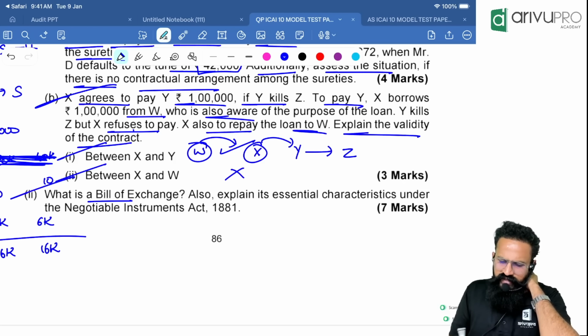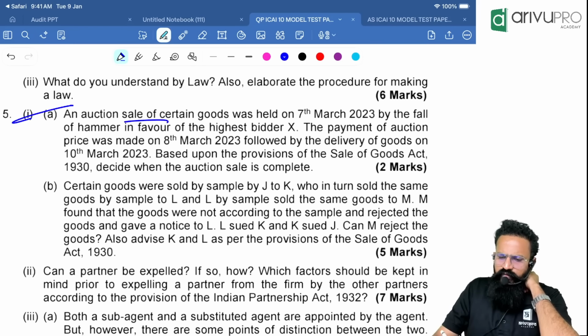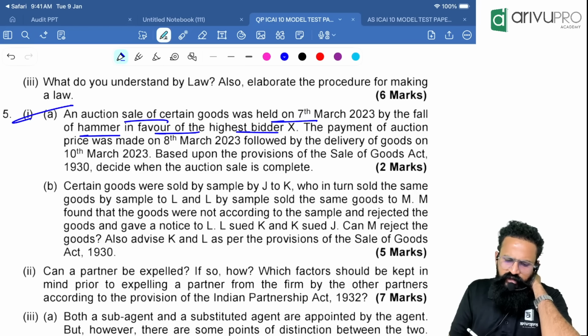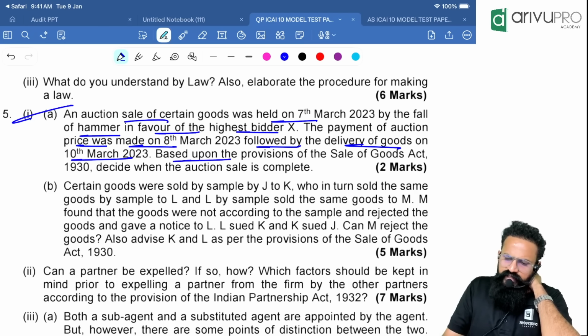What is a bill of exchange? Okay. An auction sale of certain goods was held on 7th March 2023 by the fall of hammer in favor of the highest bidder X. The payment of auction price was made on 8th March 2023, followed by delivery of goods on 10th March 2023. Based upon the provision, decide when the auction sale is complete.